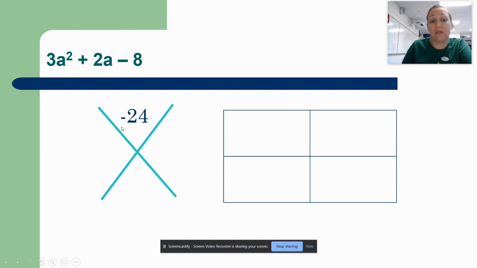So it is possible to get a number on top of the x that was not actually in the original problem. For the bottom of the x, you just straight up take the middle term, which was a +2. You do need to pay attention to your signs.